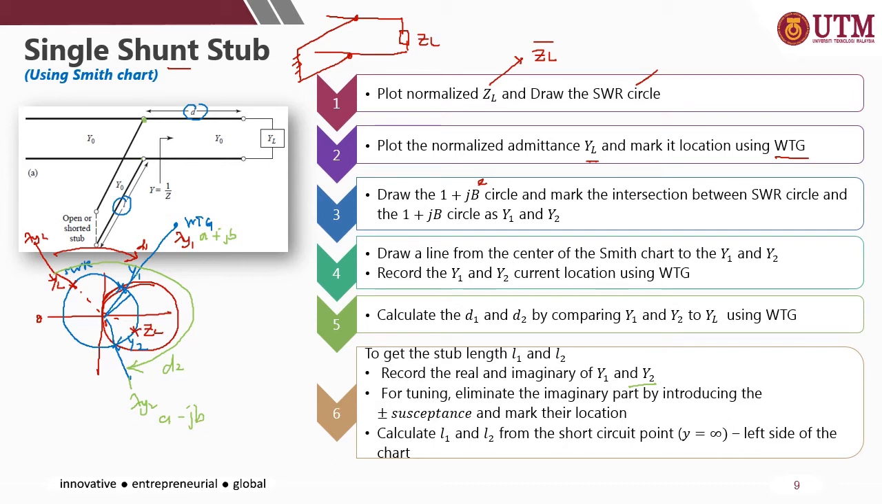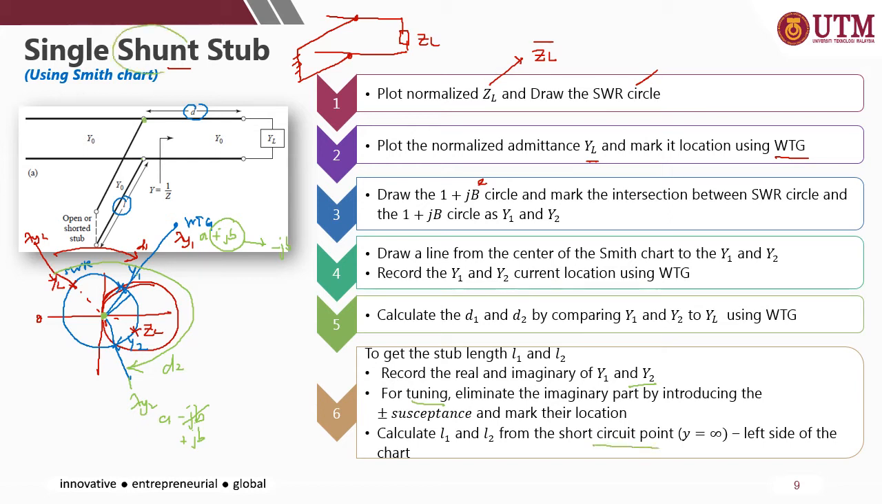Alright, so then after that, you will perform the tuning or impedance matching by introducing the susceptance. You will tune the imaginary part so that you can eliminate the imaginary part. For example, here is plus JB. So to eliminate this plus JB, you can introduce negative JB. Right, so here is negative JB. To eliminate this point, you need to introduce plus JB so that it can cancel out. Alright, so then you can get a match position one there.